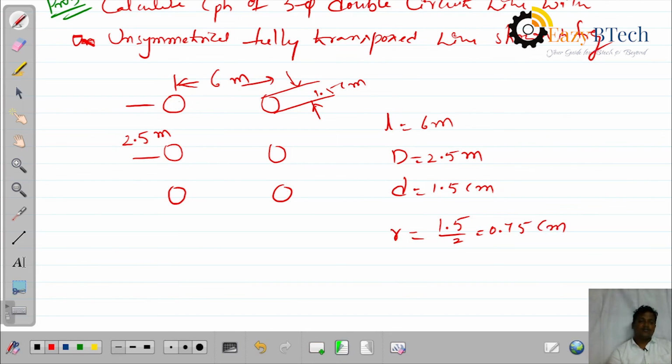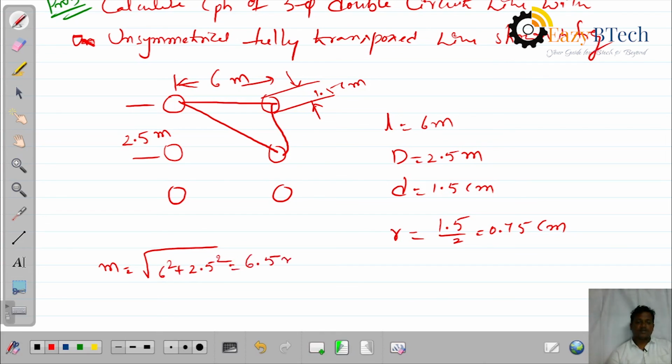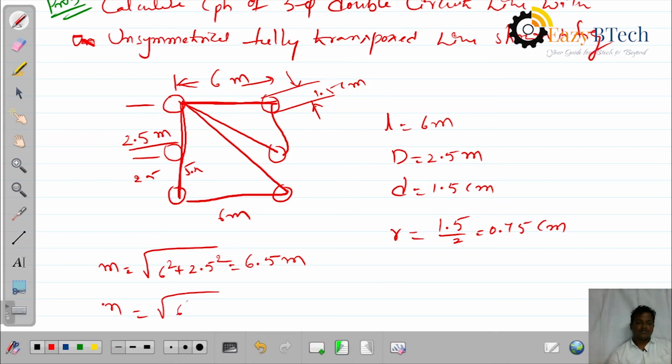Now D and L we know, but what about M? M equals root of 6 square plus 2.5 square, you can get 6.5 meters. And n equals 6 plus 2.5 plus 2.5, that is 5, so n equals root of 6 square plus 5 square, you can get 7.81 meters. If you convert this into centimeters, it is 650 centimeters and 781 centimeters.